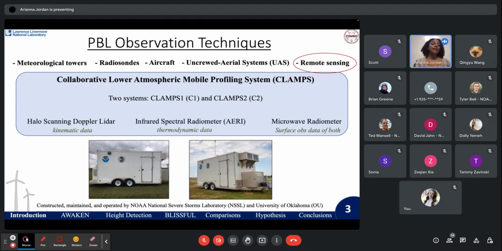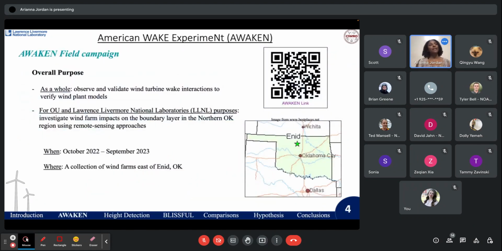Both of them contain a Halo scanning Doppler lidar to be able to collect kinematic data, so wind speed, wind direction, vertical velocity. They have an infrared spectral radiometer, or AERI, so we can collect thermodynamic data of water vapor or temperature, etc. And they also are equipped with a microwave radiometer, so we can get surface observations of both kinematic and thermodynamic data. So these two platforms have gotten a lot of use this past year, being out in various field campaigns. And currently, they are out in another one, which I will introduce as AWAKEN.